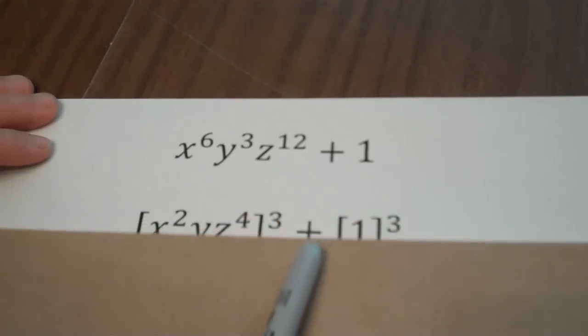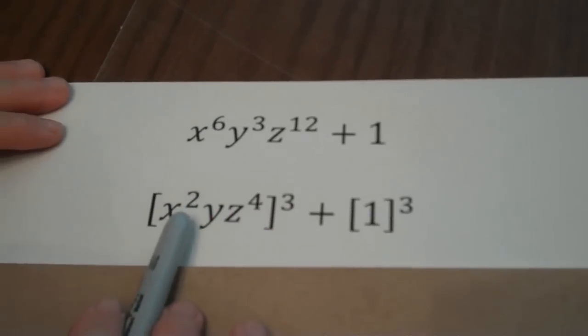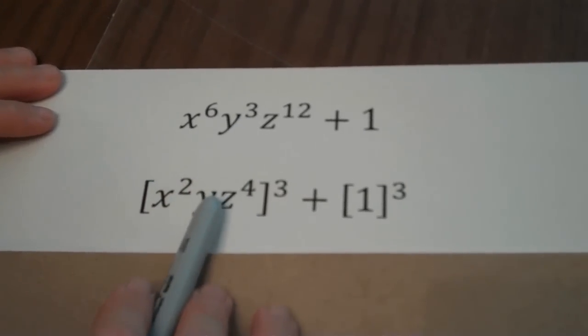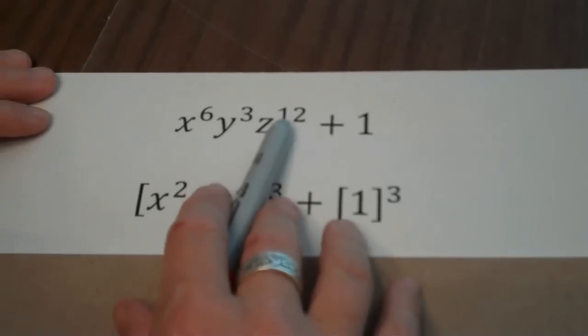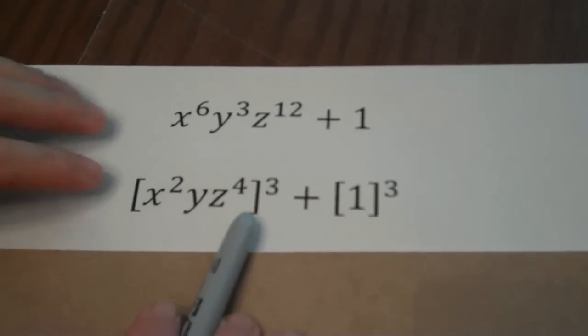Then, to factor it, let's first rewrite these as cubes. My first one, if I divide by 3, I get 2. If I divide by 3, I get 1, which I don't even have to write. And 12 divided by 3 is 4. And of course, what I'm doing there is finding the cube root.